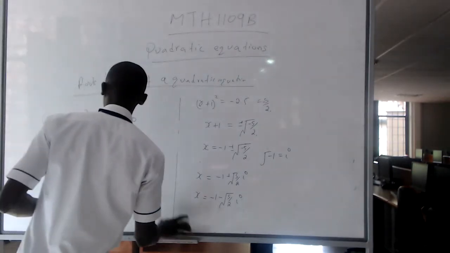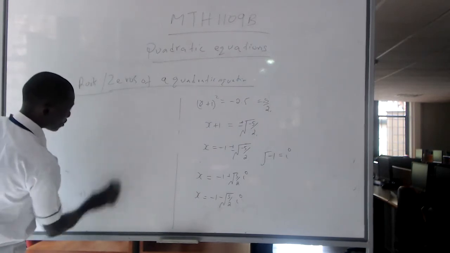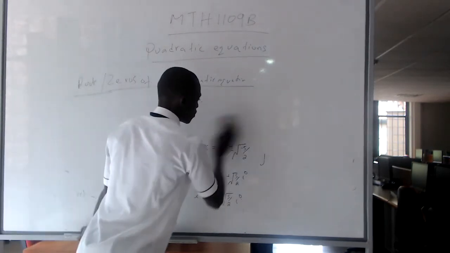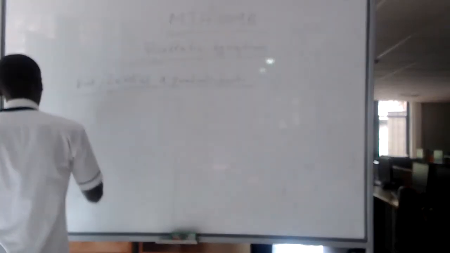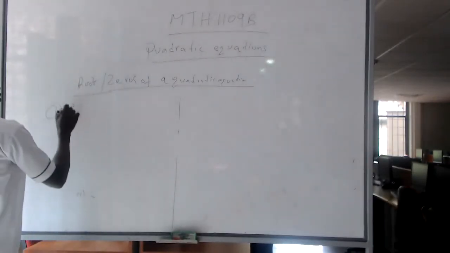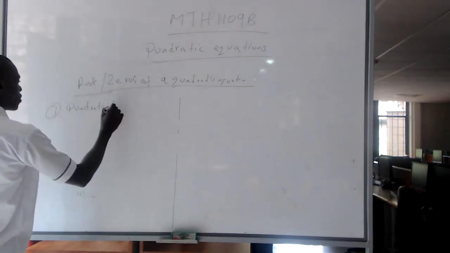Let us look at now the quadratic formula. So 3 is the quadratic formula.